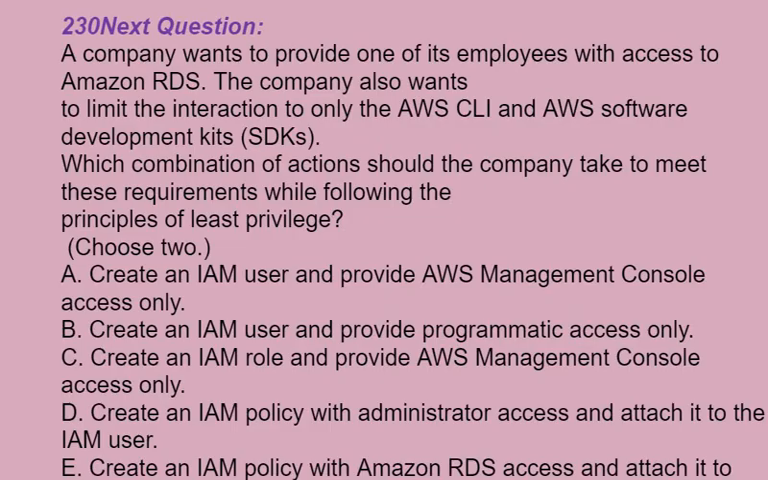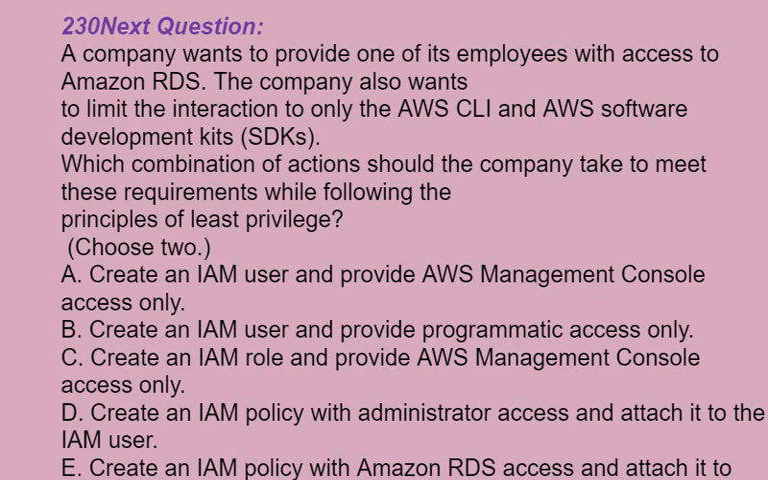Question is, a company wants to provide one of its employees with access to Amazon RDS. The company also wants to limit the interaction to only the AWS CLI and AWS Software Development Kits, SDKs. Which combination of actions should the company take to meet these requirements while following the principles of least privilege?